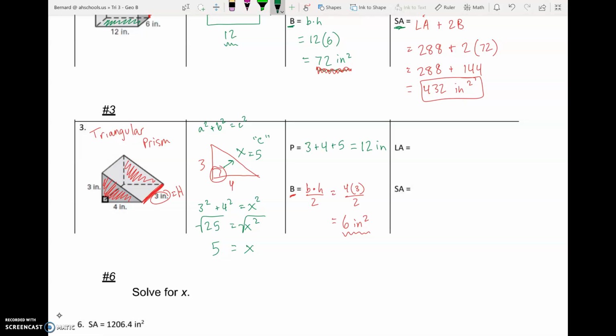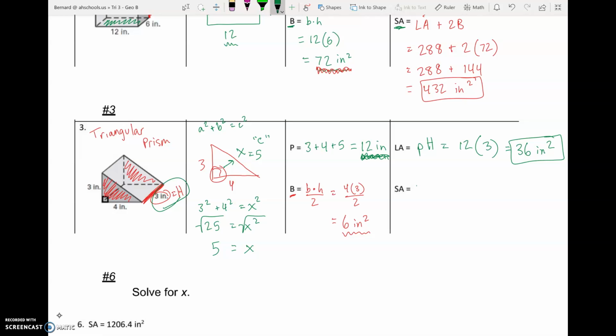All right, so we've got big B and big P, and so we are ready to find lateral area and surface area. So lateral area is perimeter times height. Remember, we just found perimeter, it is 12, and we just talked about the height over here, which is the 3. Remember that number connecting the two triangular bases. So 12 times 3 is our perimeter times height, and that will give us 36 inches squared for lateral area.